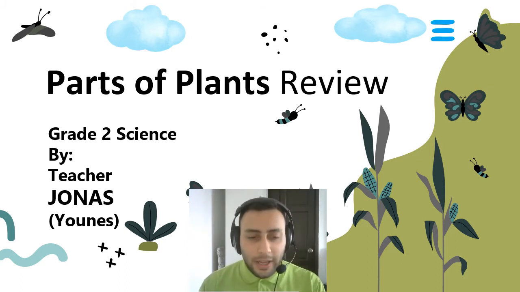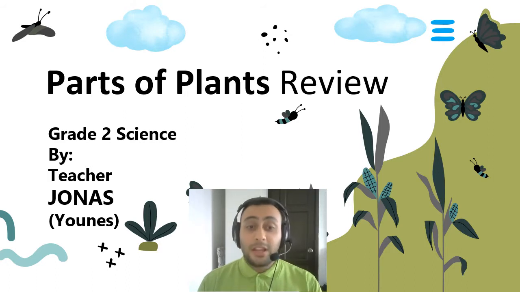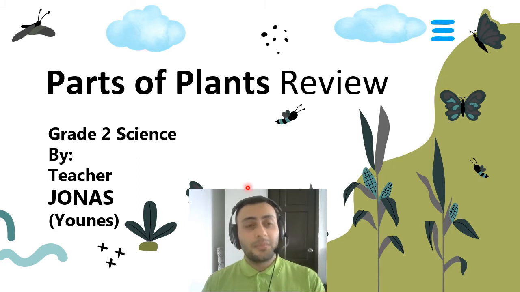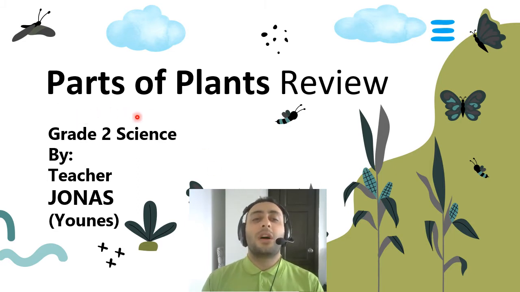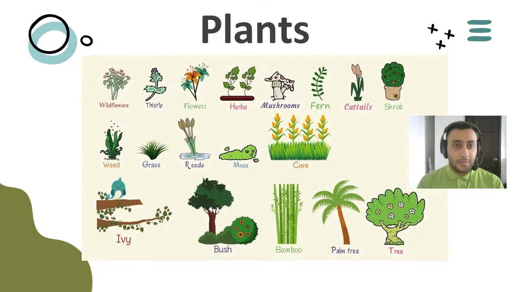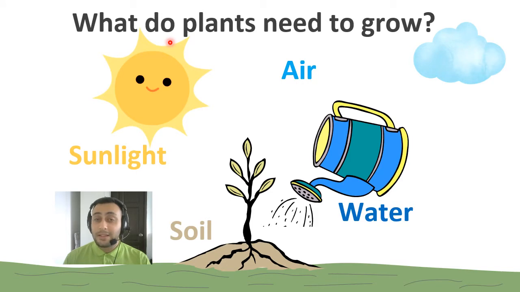I love plants. They are beautiful, they give us oxygen, they're so amazing. Now, let's review parts of plants together. Now, as you know, we have many different types of plants. Plants need sunlight, soil, air, water to grow.